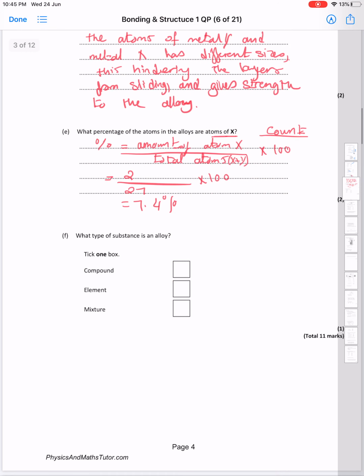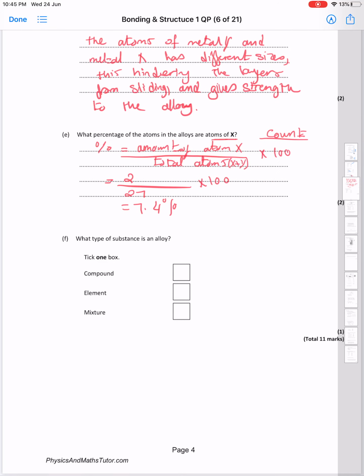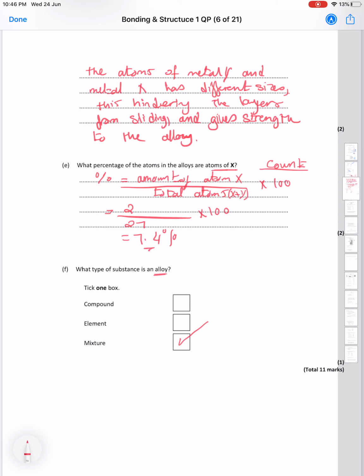Now, what type of substance is an alloy? Is it a compound, element, or mixture? Obviously, there is no chemical reaction between those two metals. This is just a physical mixing of the two elements, or of the two atoms. So that's why it is a mixture. Guys, please always note the alloy has no chemical bonding. It's just a physical mixing with 7.4% of atom X and the rest is atom Y. I can form this alloy.